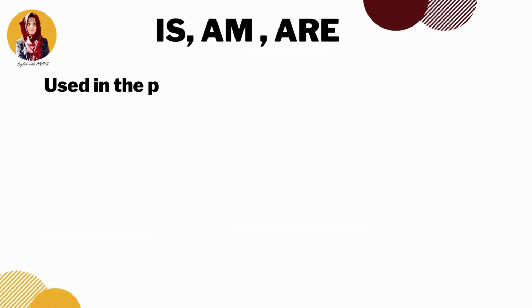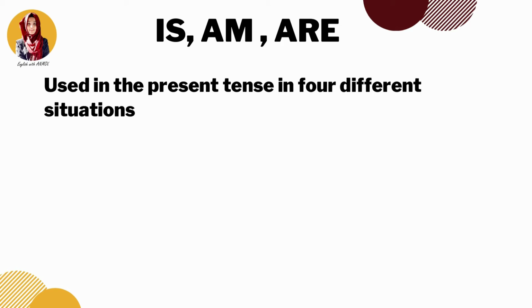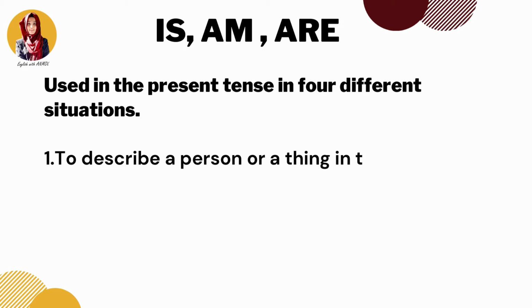Is, am, are are used in the present tense in 4 different situations. Is, am और are को present tense में use किया जाता है जिसकी 4 different situations हैं.